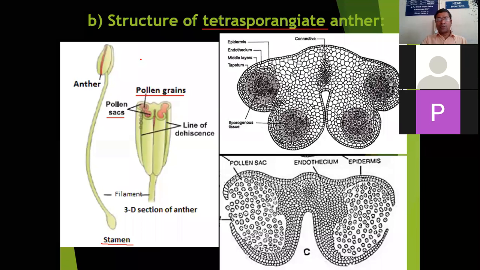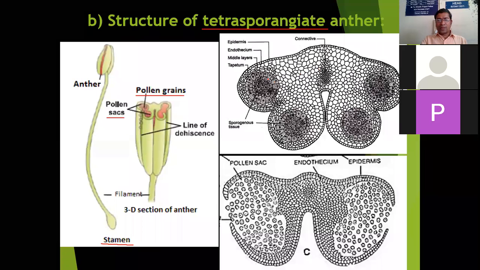So tetrasporangiate anther, that means you can see this is a transverse section of this anther. Actually there are two diagrams here. This diagram shows the young anther lobe, and the second diagram shows the mature anther. Now first we will see the structure of the tetrasporangiate anther in the young anther.